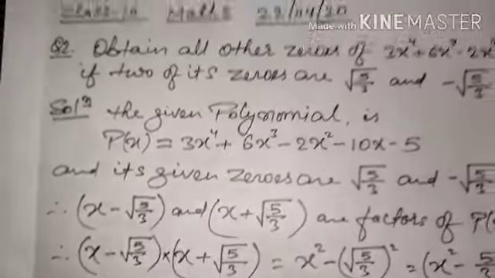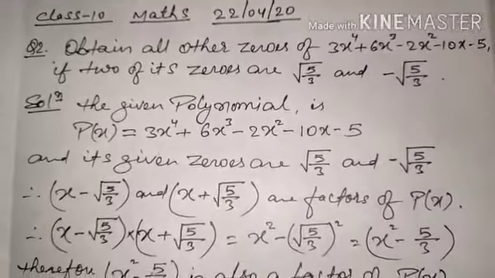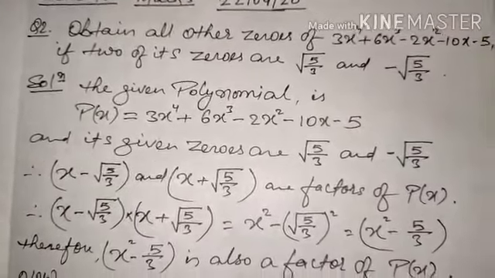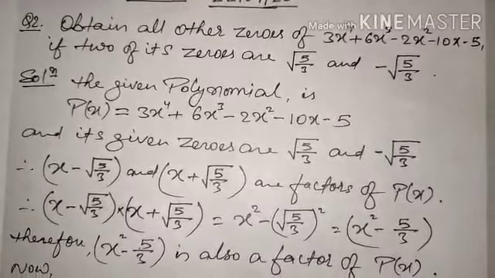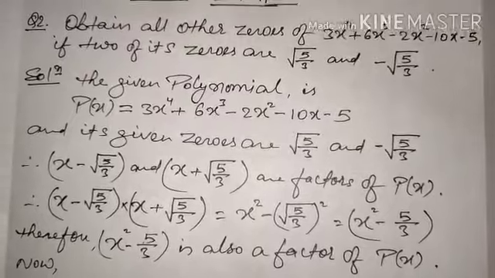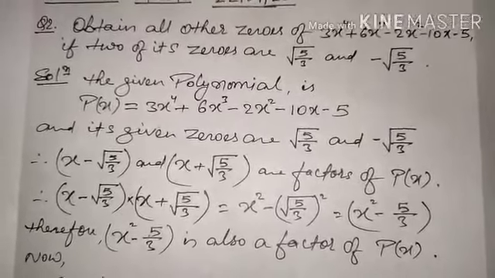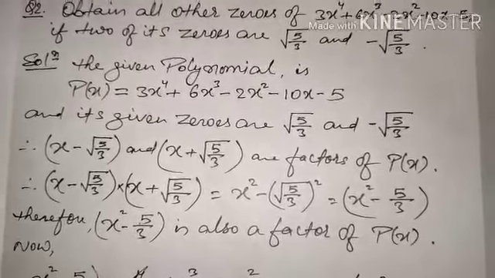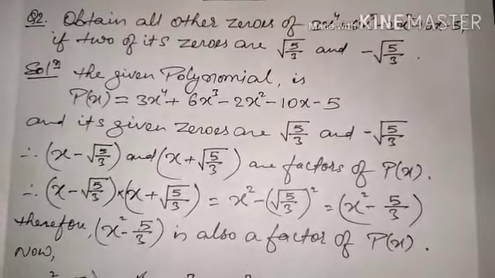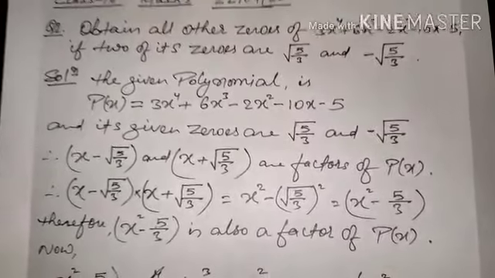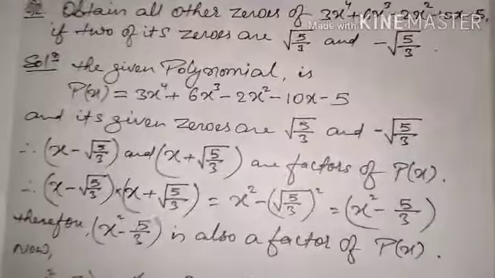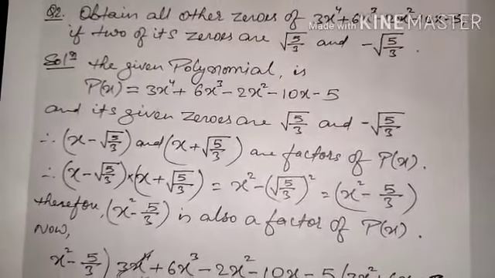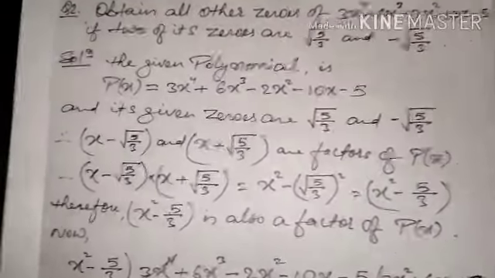So here it goes: obtain all other zeros of 3x^4 + 6x^3 - 2x^2 - 10x - 5 if two of its zeros are √(5/3) and -√(5/3). So it means two zeros are given. Now we have to find out two more zeros. So let us start the solution.